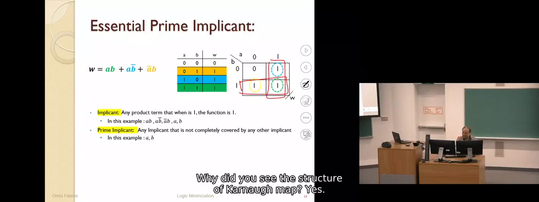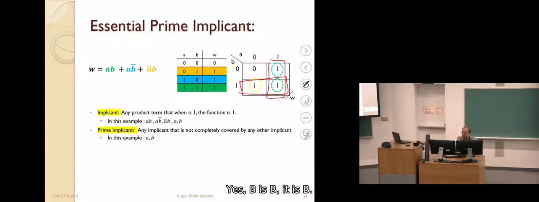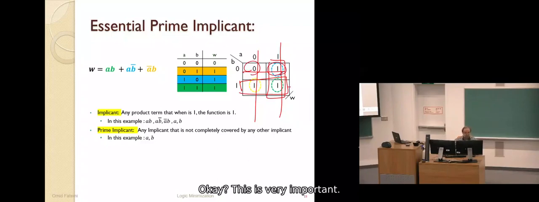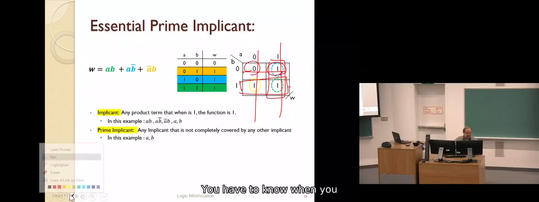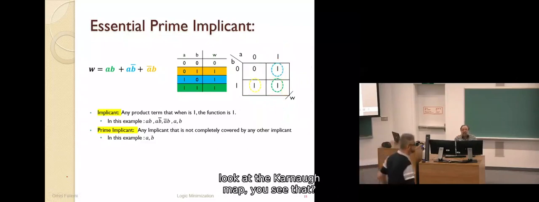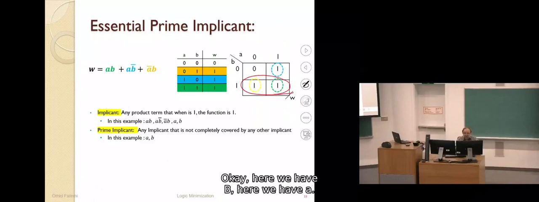Did you see the structure of the Karnaugh map? Yes, B is B. This row is B naught. This column is A naught. This column is A. So this row is B. Why? Because B is 1 here. B is 0 in these 2 cells. Okay? This is very important. When you look at the Karnaugh map, you have to know that here we have B, here we have A.